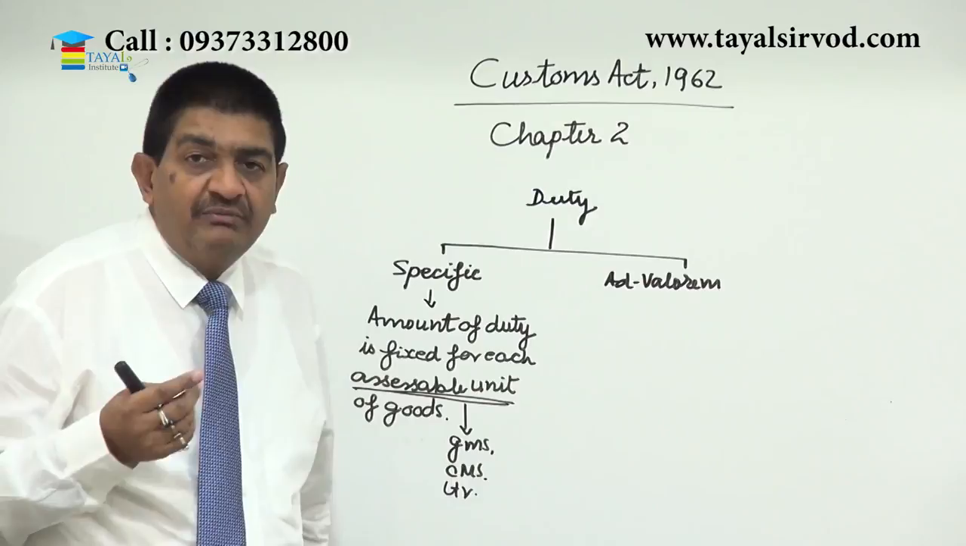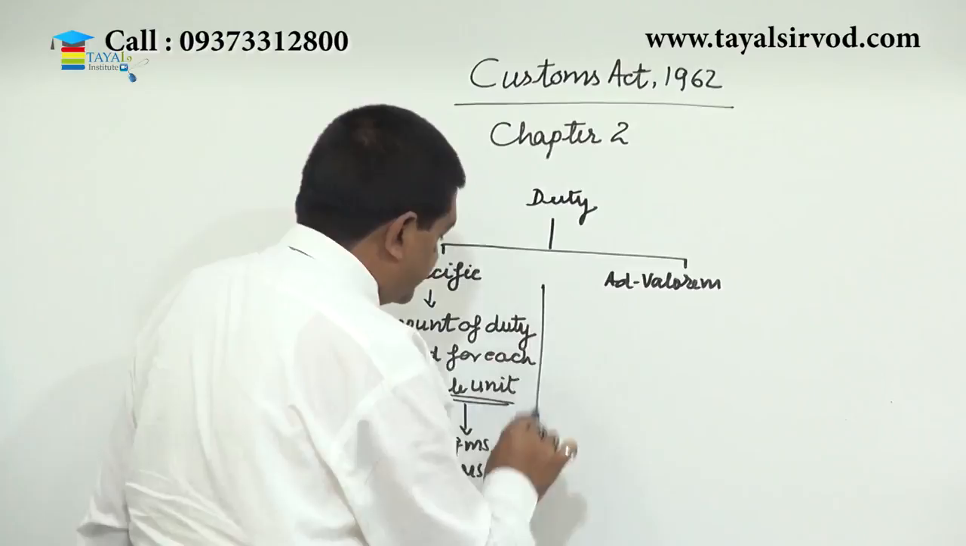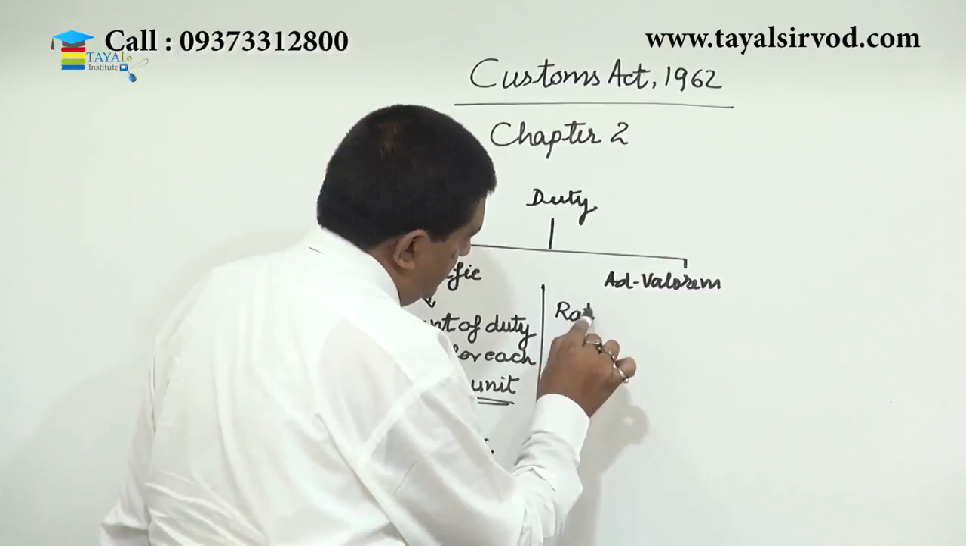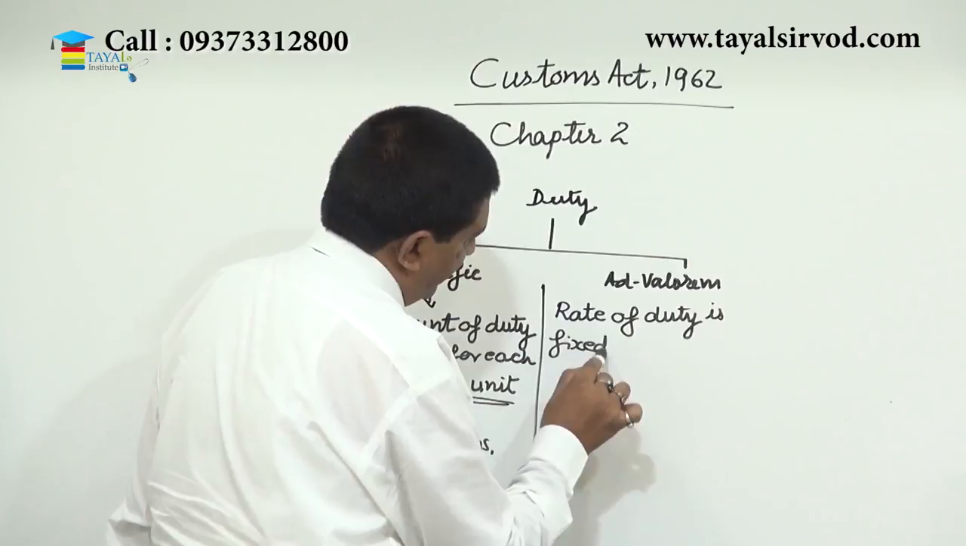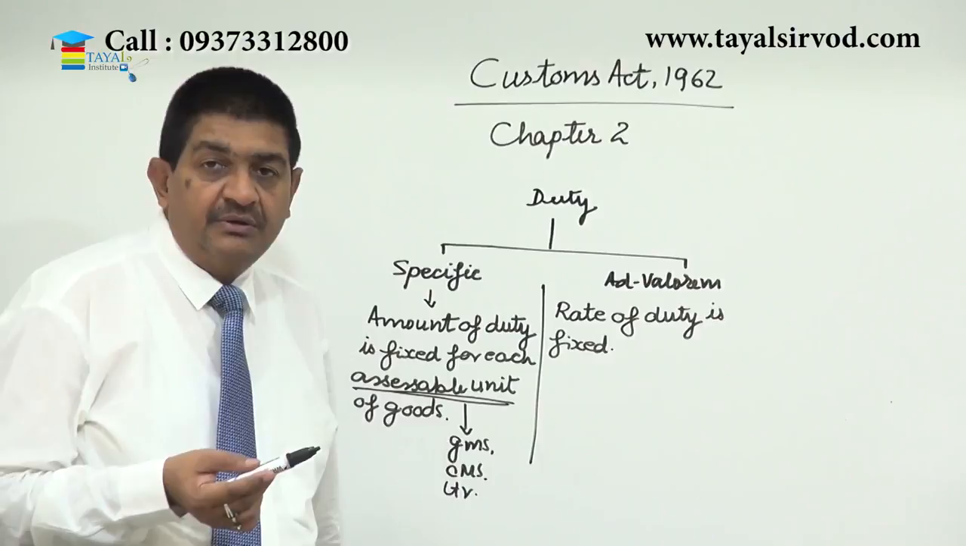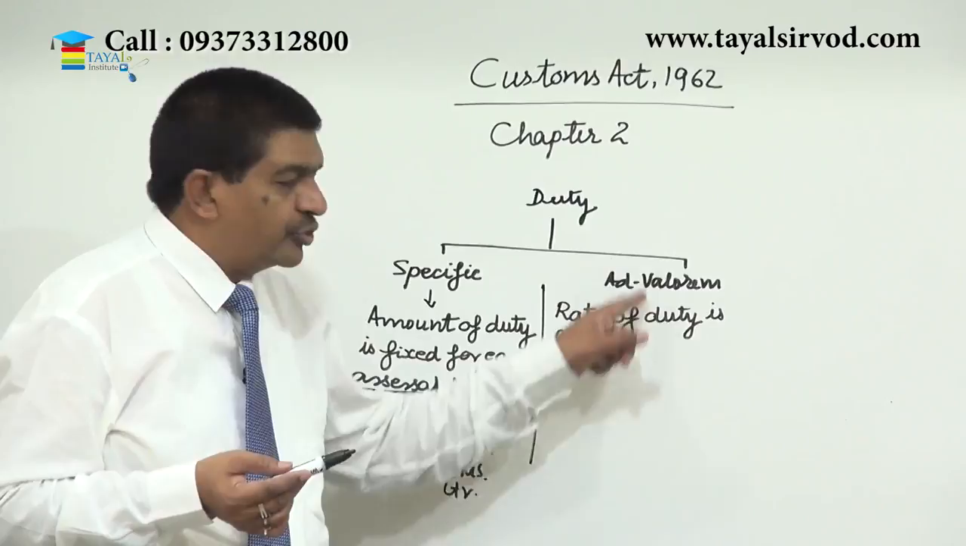Ad valorem, here the rate of duty is fixed, and this is on the assessable value. So if the value goes up, the amount of duty goes up. If the value comes down, the amount of duty automatically comes down.